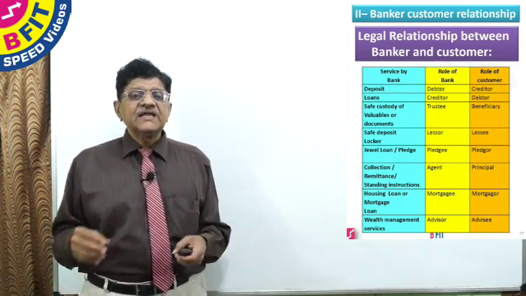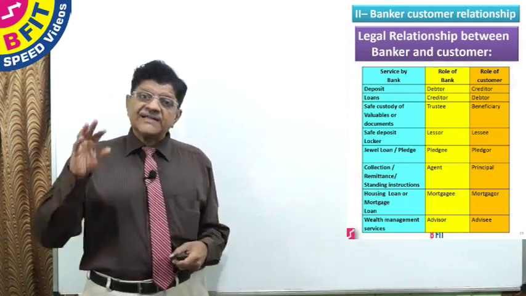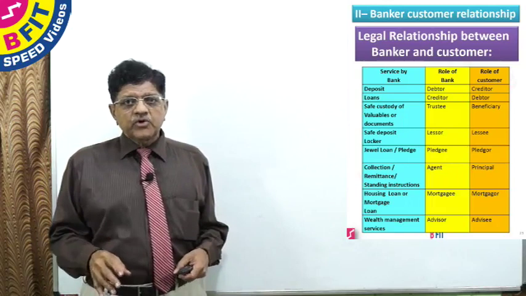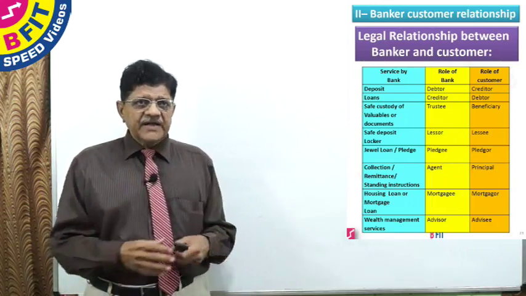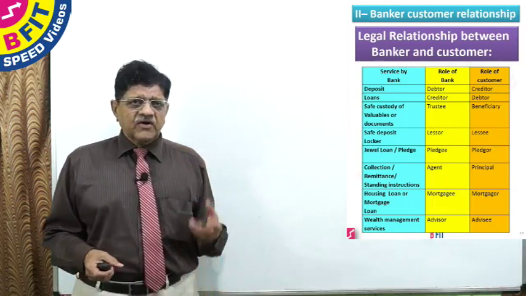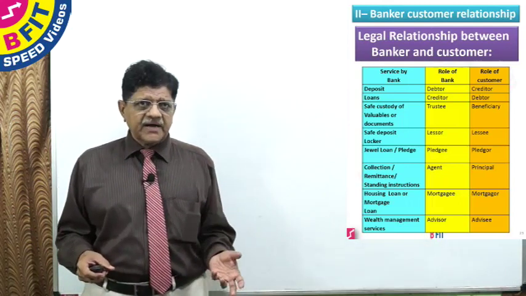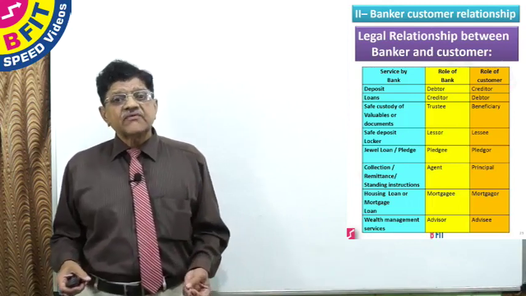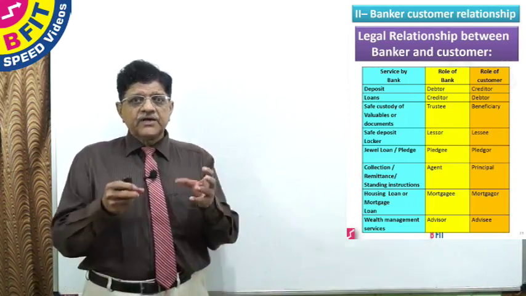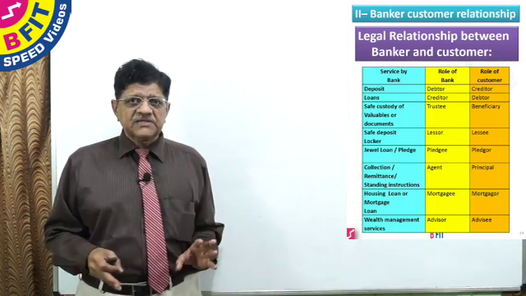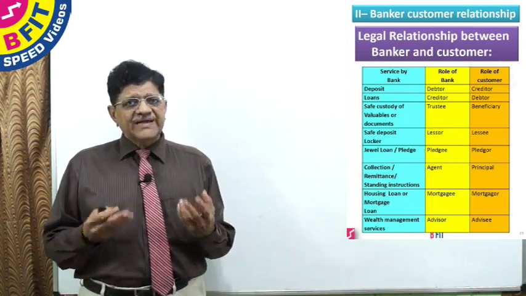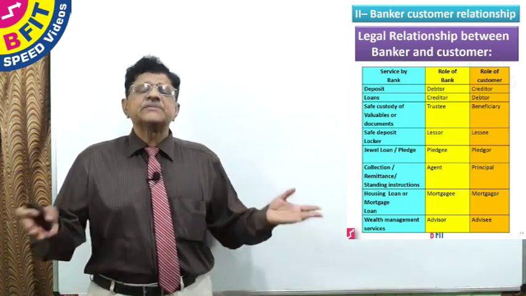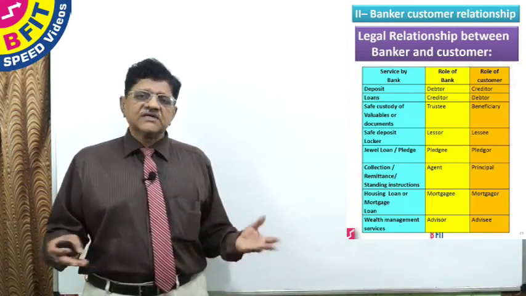These are the various legal relationships that are possible other than the primary relationship, which is that of debtor and creditor. Questions can be asked from this. They may ask, when a check is deposited for collection in the account of a customer in a bank, what is the role of the bank? It is that of an agent. Like that, if you master the contents of this slide, you will be able to answer any questions asked under the various legal relationships between the customer and the banker.